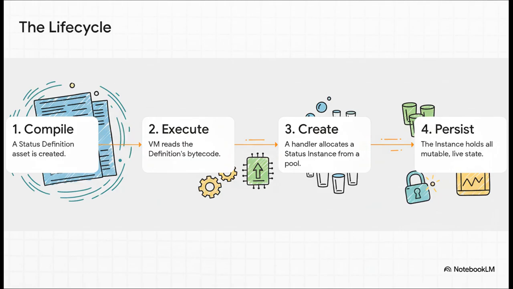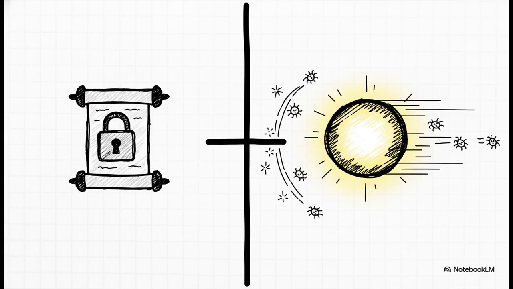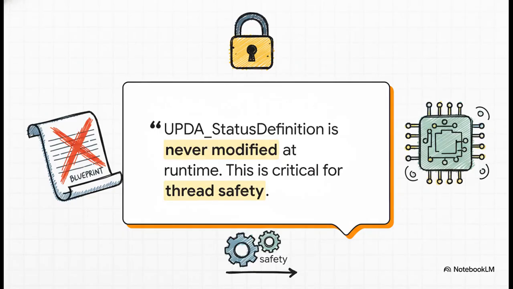So the process is simple. The data is compiled, the VM executes it, and then creates a live instance. This strict separation of data from state is really the secret sauce. It's what makes the system so fast. So the number one takeaway is to respect this contract. The blueprint is read-only. All changes live in the instance.